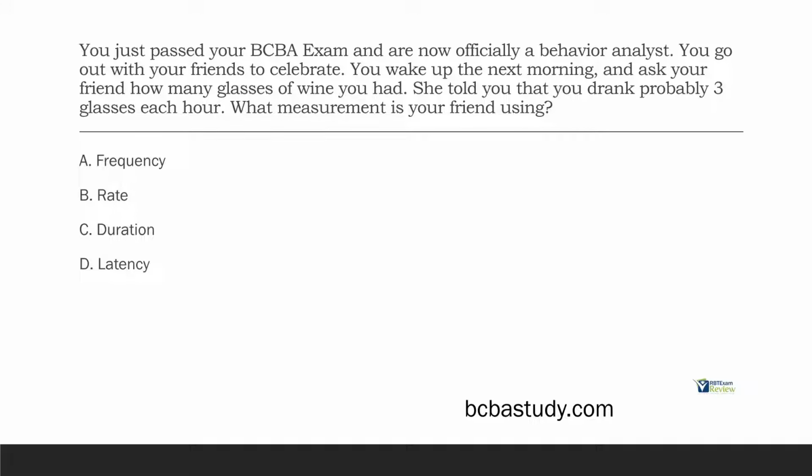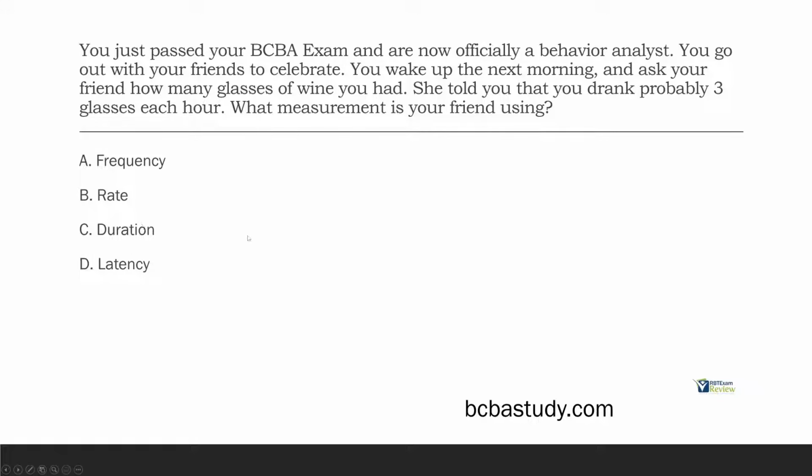So if we have a count plus a time component, what do we have? A, frequency. We do have a count, but frequency is missing what? It's missing that time component. B, rate. Rate has a count plus a time component. It's the definition of rate. So perfect. It looks like your friend is telling you the rate of wine you were drinking per hour.